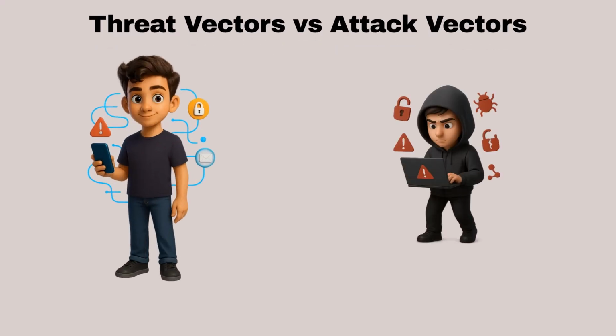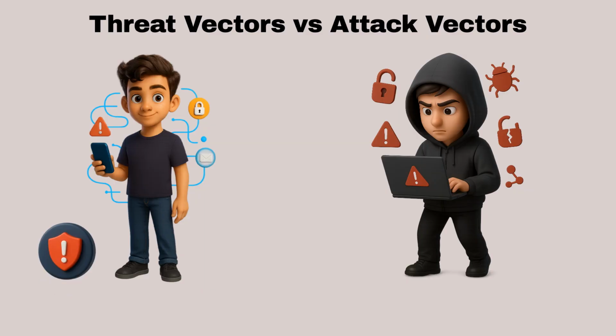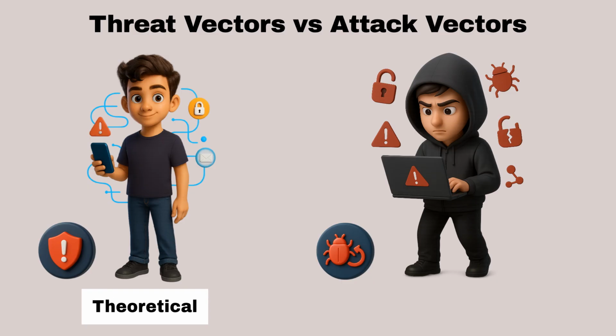Threat and attack vectors. A threat vector is a possible path an attacker can take to breach your system. An attack vector is a path an attacker usually uses to carry out an attack. In everyday use, people mix them up, but on the exam, it helps to remember that threat vectors are theoretical and attack vectors are real.